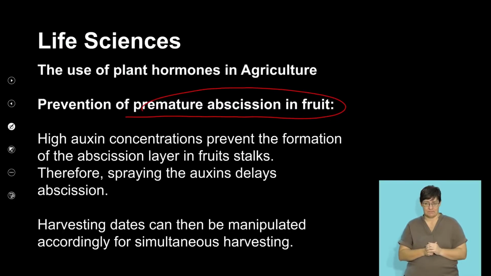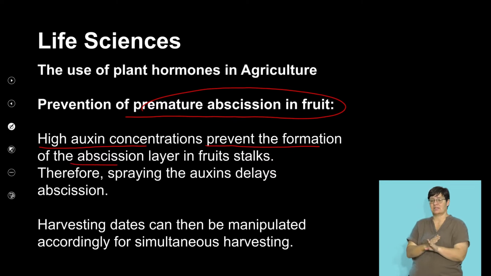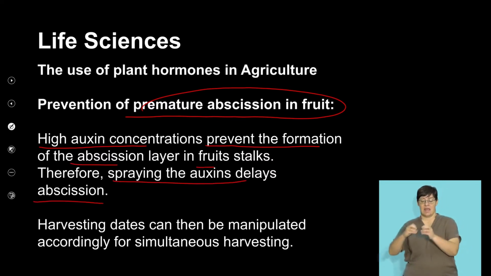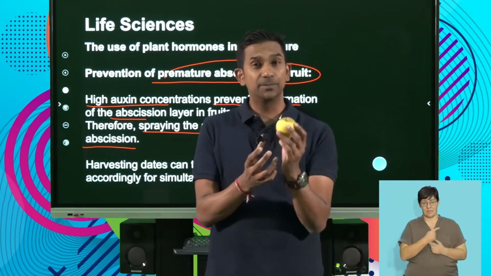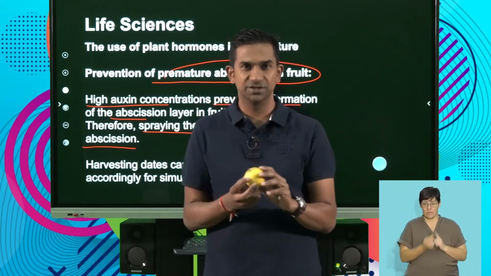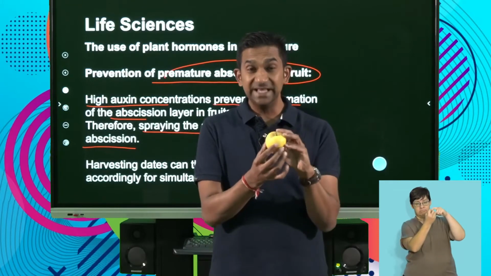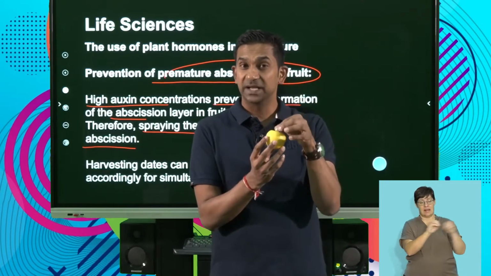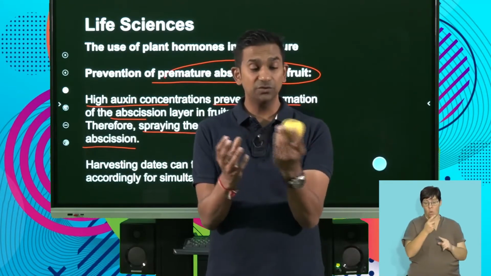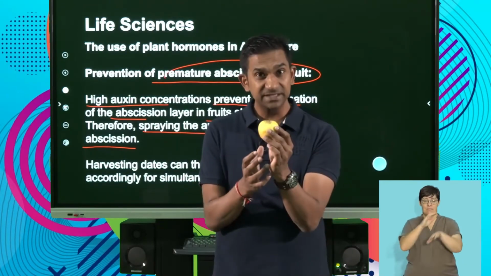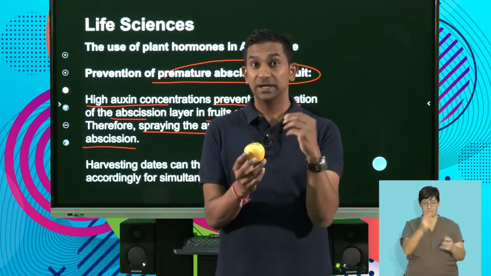So what has happened is that high auxin concentrations prevent the formation of the abscission layer in fruit stalks. Therefore, the spraying of the auxin delays abscission. So often fruits will tend to form and they will break off. So if you apply auxins onto an orchard, you will find that it delays the ripening of the fruit, and it means that when the auxin levels have decreased, all the fruit on that tree would ripen at the same time and be ready for harvesting.